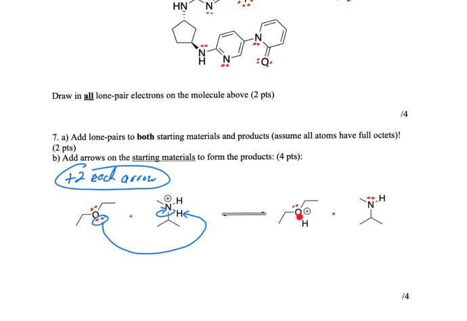Oxygen has a lone pair, and you're forming a new OH bond. I said add lone pairs, in both starting materials and products. Assume all full octets. Two lone pairs, one lone pair moves electrons to form a new sigma bond between oxygen and hydrogen. This NH bond breaks, those two electrons go to the nitrogen, and you end up there with the right things.